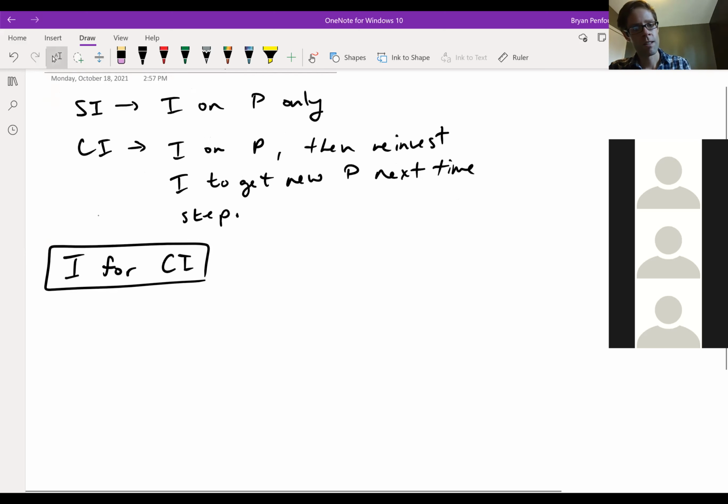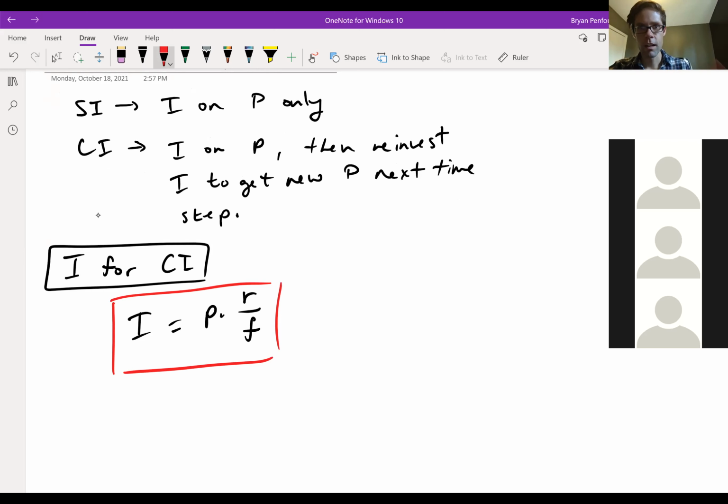Okay, so let's first talk about how we calculate interest during one compounding period for a compound interest problem.